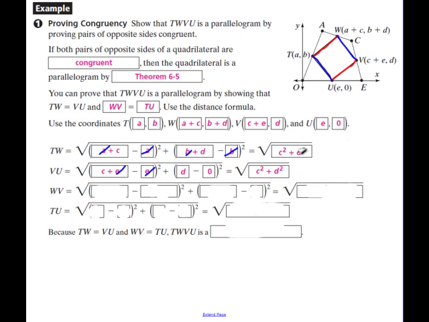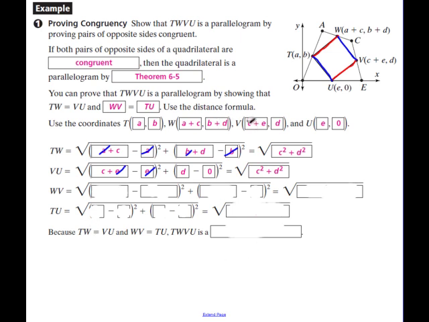So we've covered our first step. TW and VU, when we plugged in the distance formula, both give us the same answer, the square root of c squared plus d squared. No need to actually know what it is, just the fact that they're the same means that those two sides are congruent. Then we can move on to the other two.